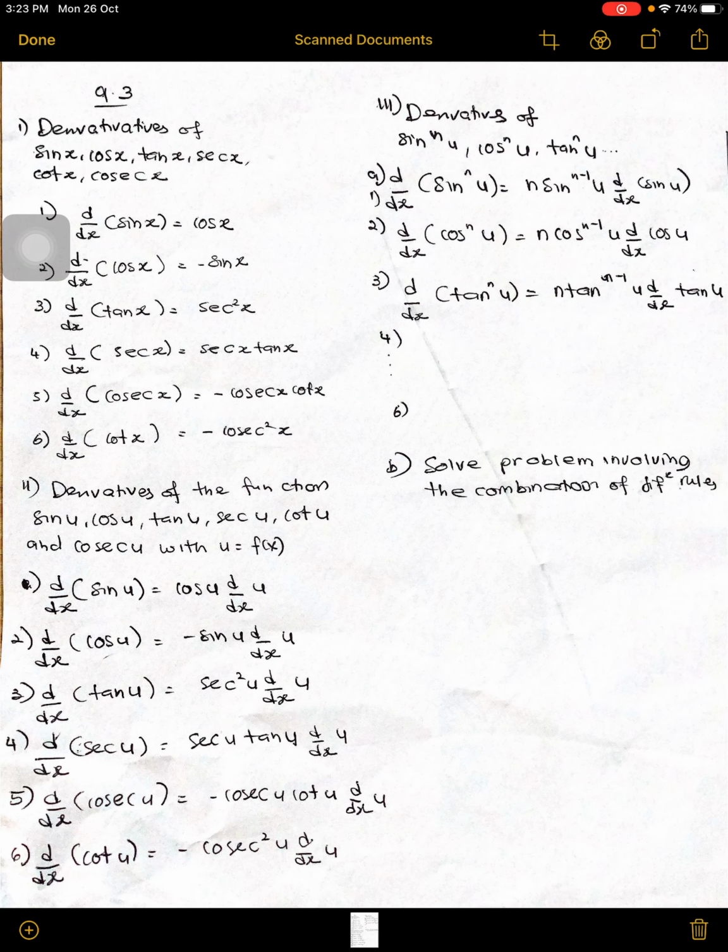Kita proceed kepada 9.3, derivative of sin x, cos x, tangent x, secant x, cotangent x, and cosecant x. This is the derivative of all the trigonometry functions, which is when we differentiate sin x, we get cos x. When we differentiate cos x, we get negative sin x, and so on. And you have to remember this. Okay, we go for this one first, and then we go to the other one.